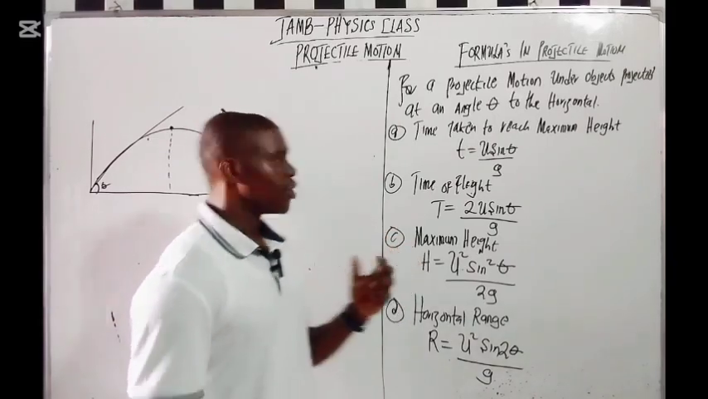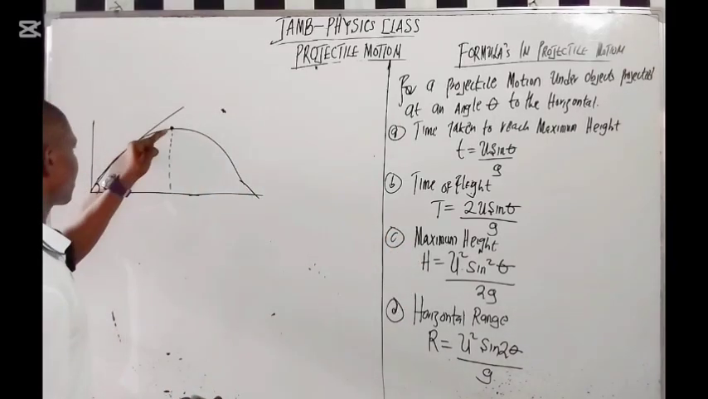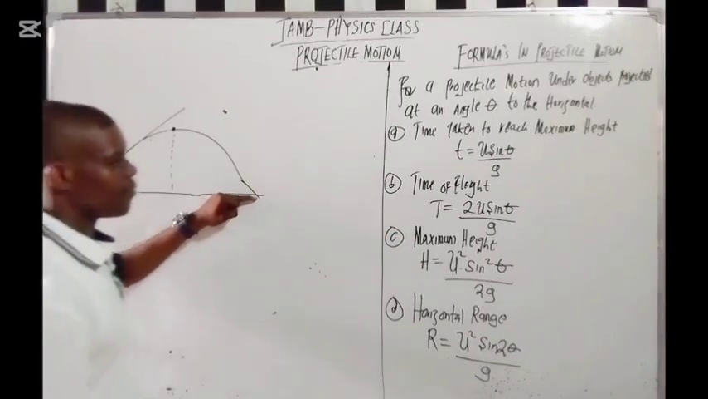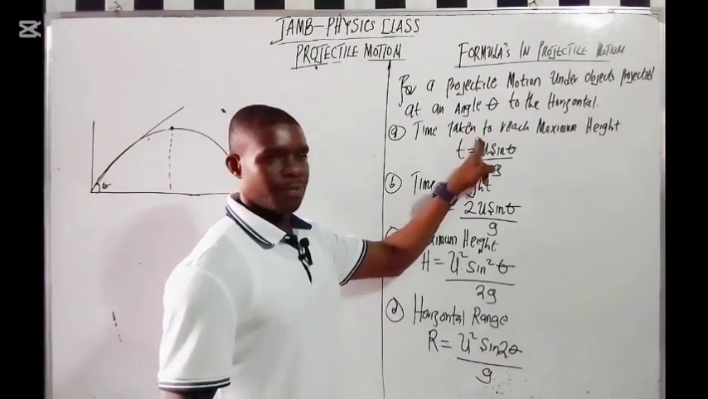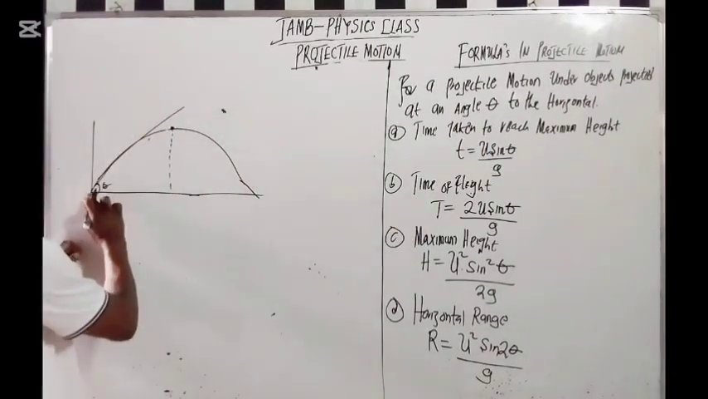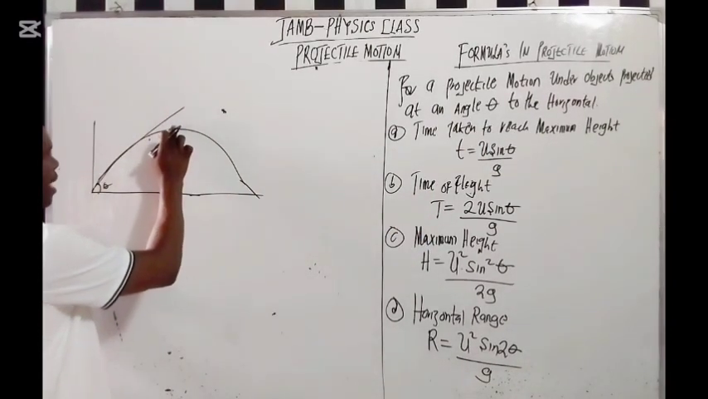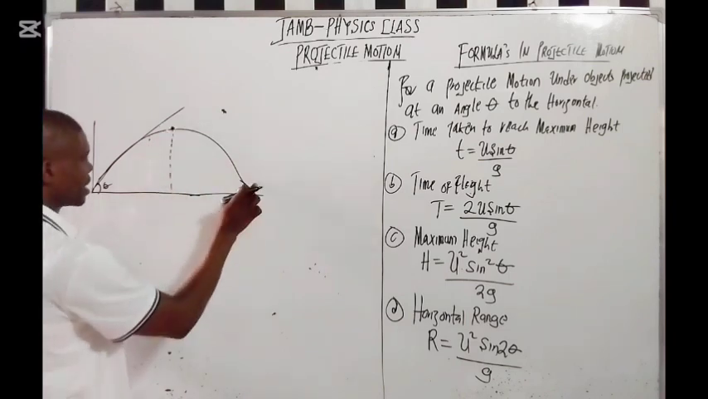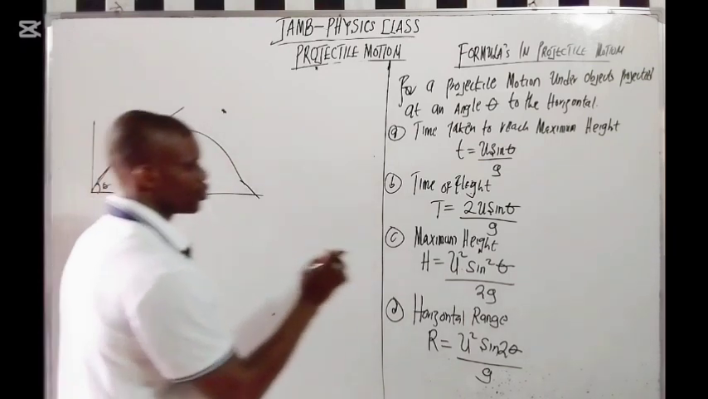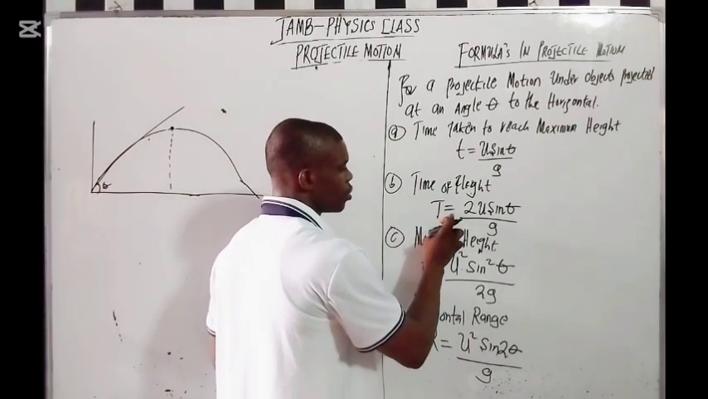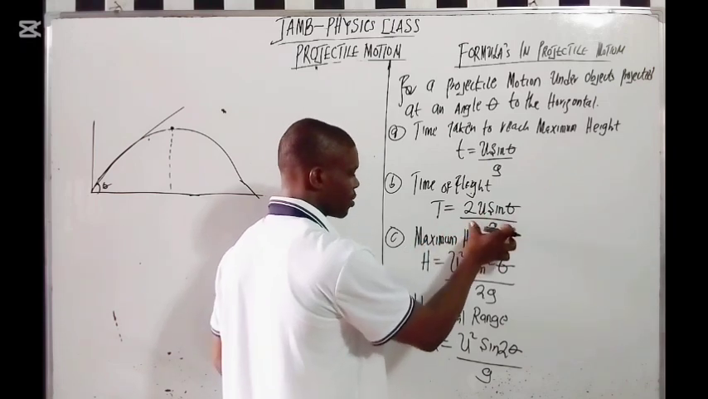Time of flight. The time when it gets to here to touch the ground is called time of flight. It is going to be 2 times this one, because here is the halfway. This is the time it takes to reach the maximum height, then when you get down, the time of flight is the two of them. So that's why I say 2U sine theta over G, right?